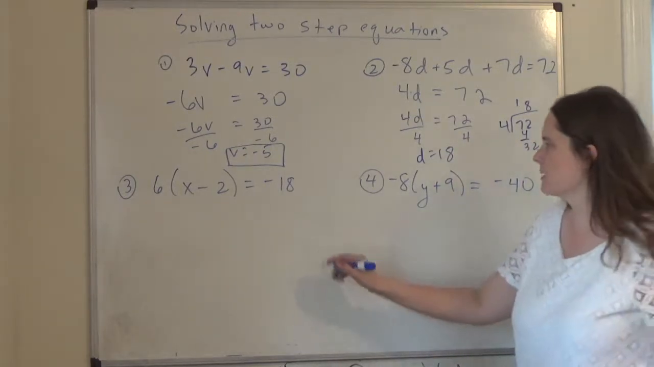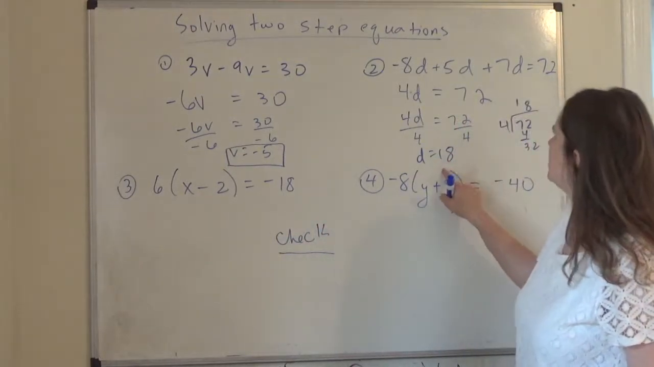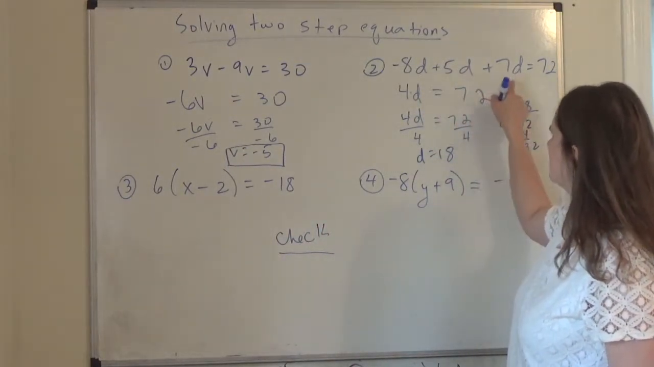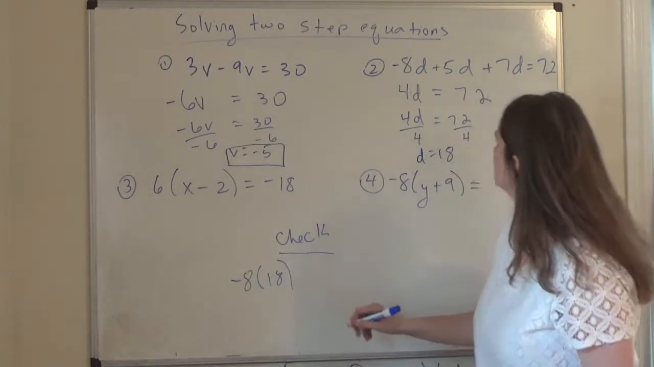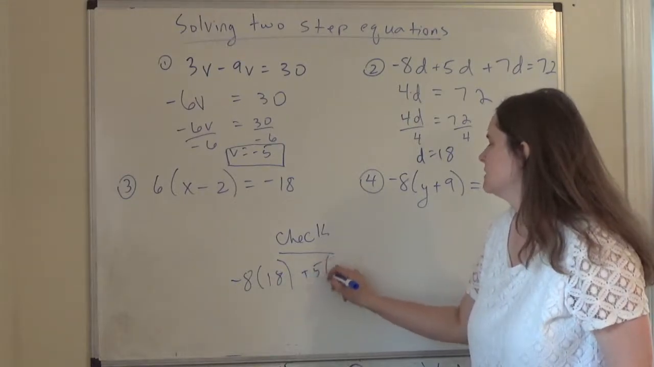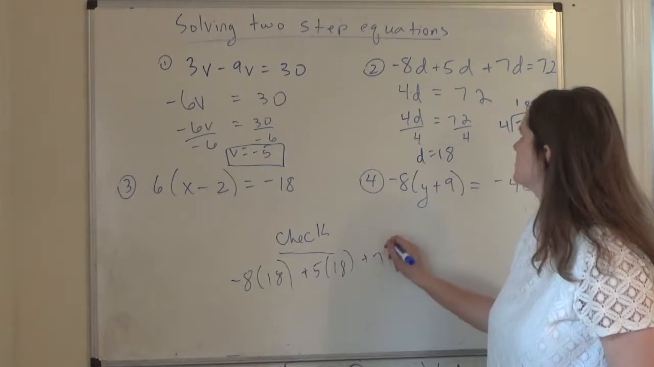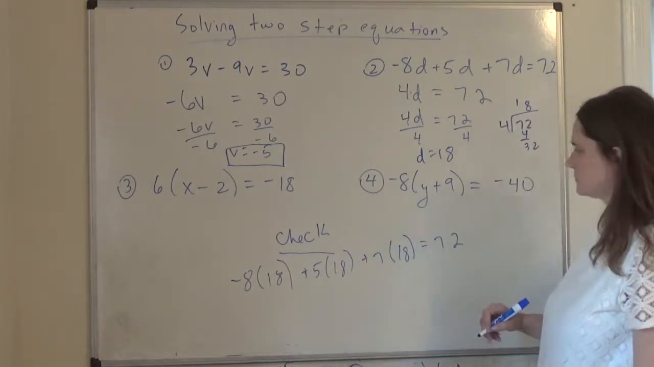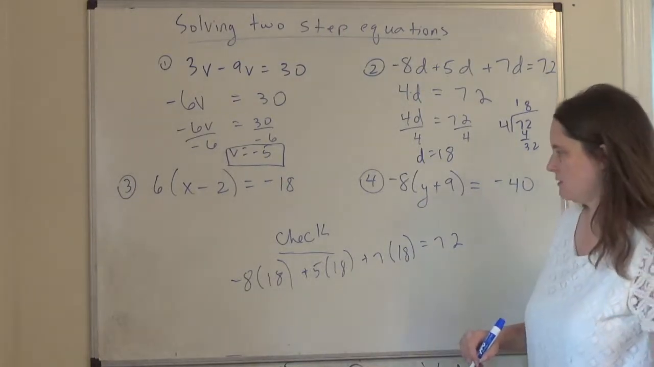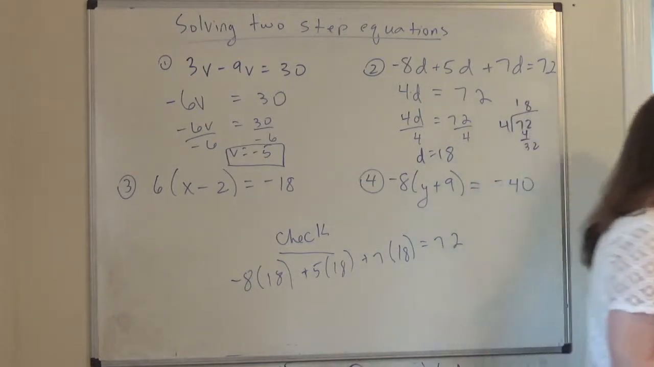So I'll come over here for my check work. I apologize that it's so scrambled. But I'm going to check. I'm going to put 18 in here, here, and here for d. So I've got negative 8 times 18 plus 5 times 18 plus 7 times 18 equals 72. Feel free to grab the calculator at this point. I'm going to do the same.